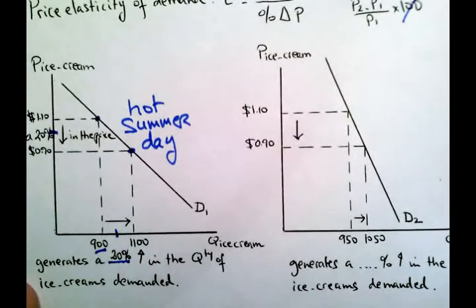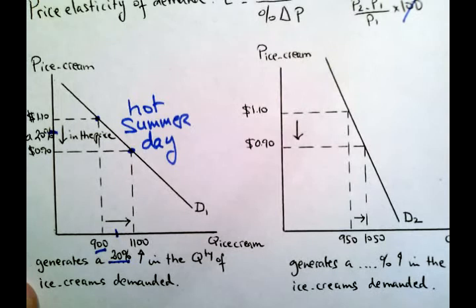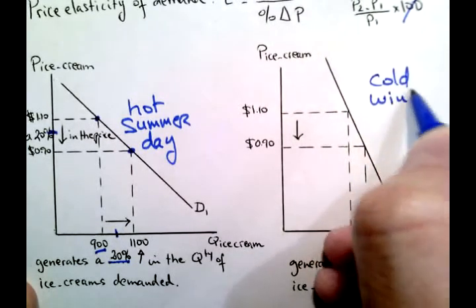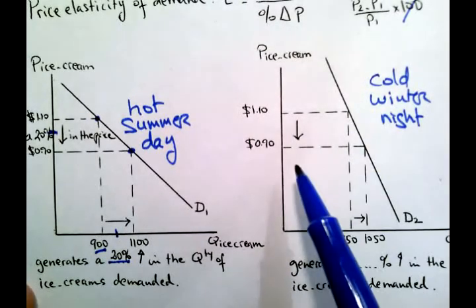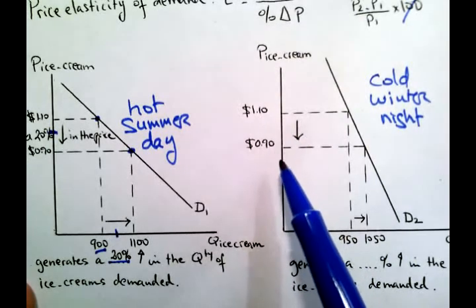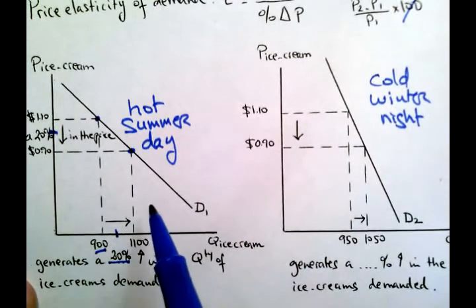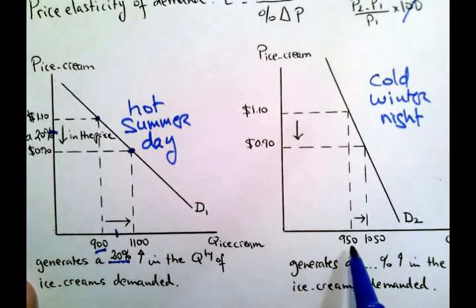If you notice here, the demand curve is much steeper. Okay? So here, maybe it's the demand for ice cream on a cold winter night. Maybe us consumers won't be too excited about getting a 20 cents discount on an ice cream. We might eat a little bit more ice cream because it's cheaper, but not by as much as if it was a hot summer day. So here quantity demanded only goes from 950 to 1050. So the increase is only 100 ice cream compared to 200 here in this case.